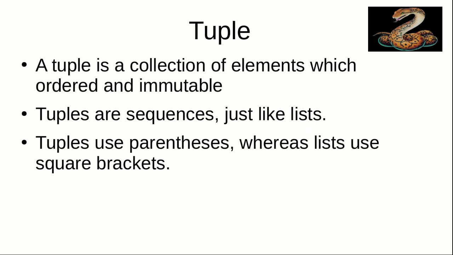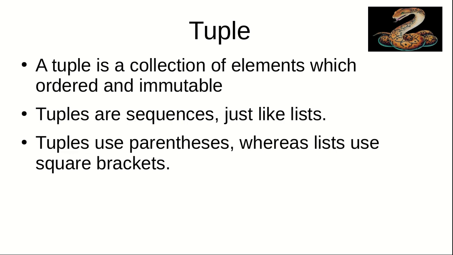A tuple is a collection of elements which is ordered and immutable. That is, a tuple can contain elements of different data types like string, integer, float, etc., and they are immutable. Once a value is assigned to a tuple, it cannot be changed. It will remain constant throughout the program. Tuples are sequences just like lists, but the major difference between tuple and list is that a tuple uses parentheses whereas a list uses square brackets.